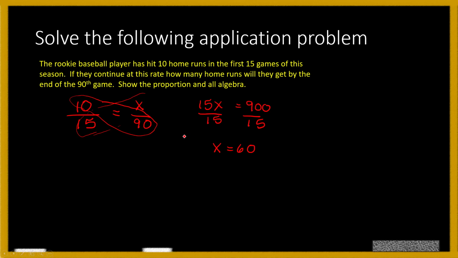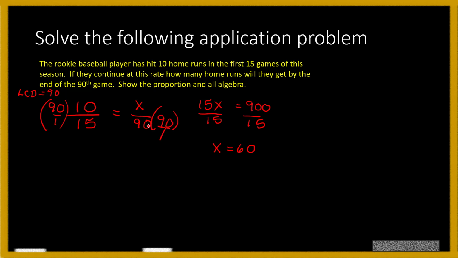Now, where does this cross multiplication come from? Well, let's demonstrate this using just the idea of least common denominator. So let's look at it in terms of the least common denominator. We have 15 and we have 90. So the least common denominator of this proportion is 90. So by multiplying this side by 90 over 1 and this side by 90 over 1, I now am multiplying by the least common denominator.